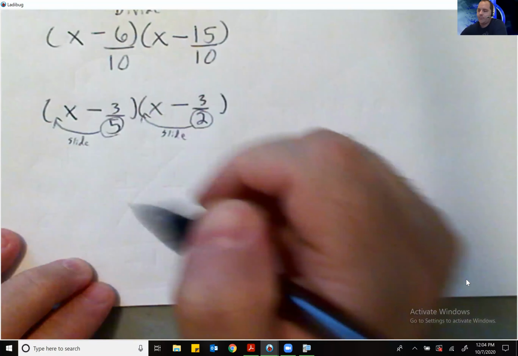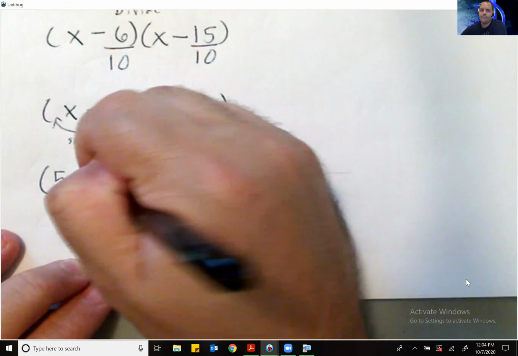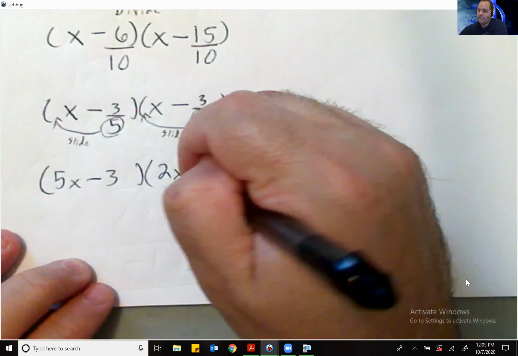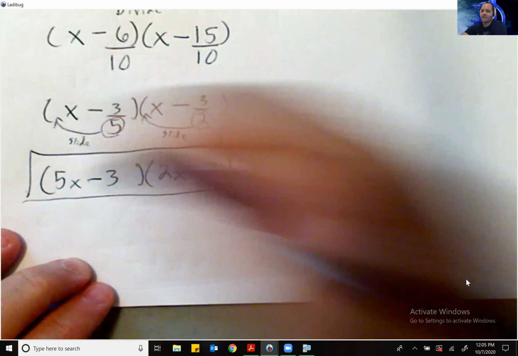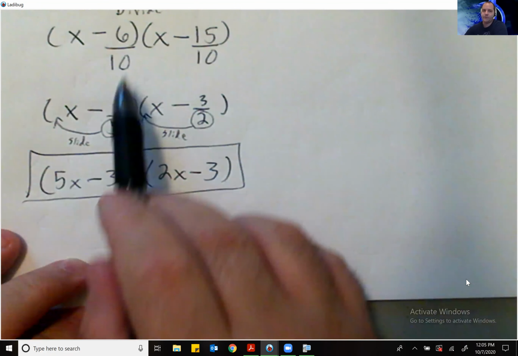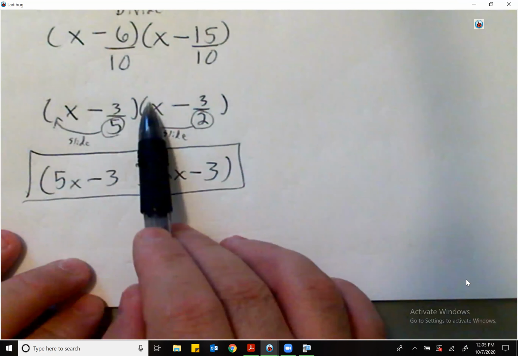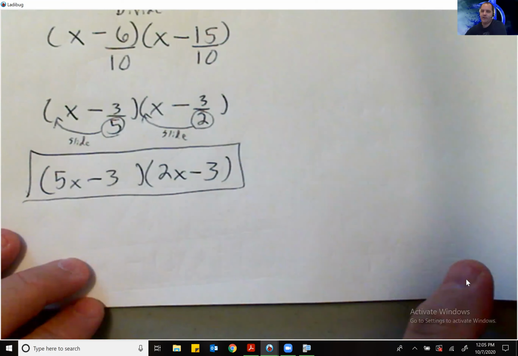So in the end, our parentheses are 5x minus 3 and 2x minus 3. And that's the answer. That's slide and divide in all its glory. So in the end, when you reduce your fractions, if you still have a denominator, shift it or slide it in front of the x's in the front. Any questions on slide and divide?